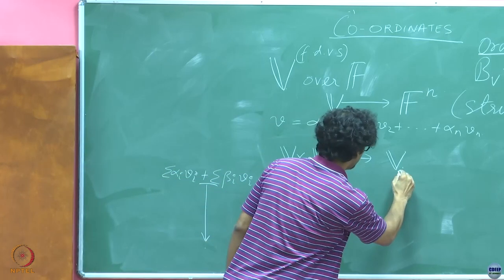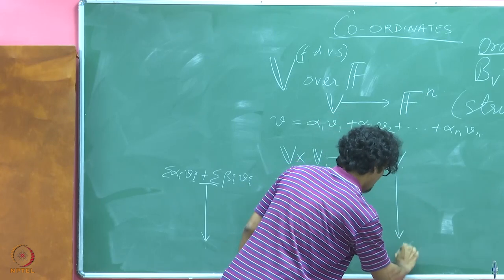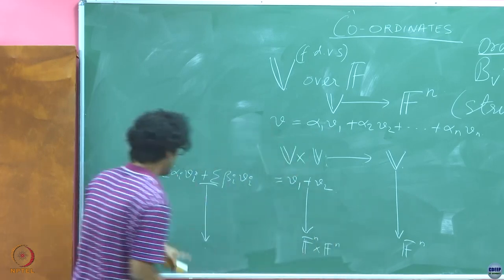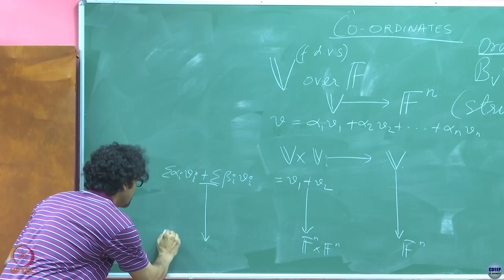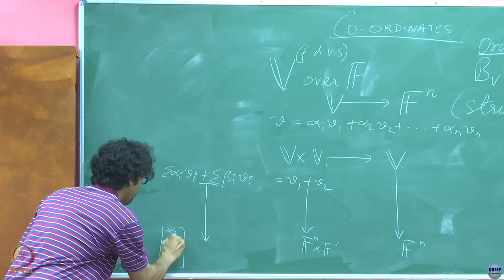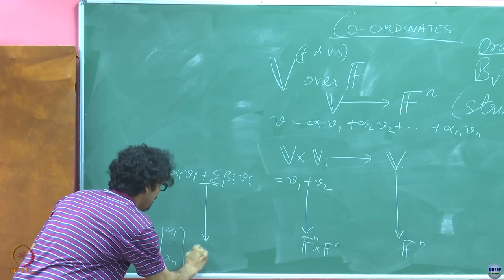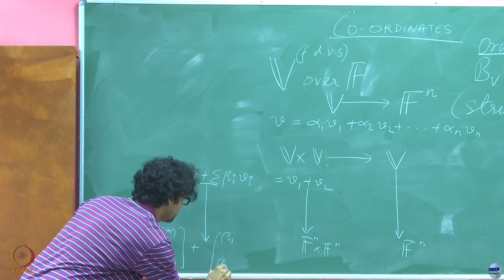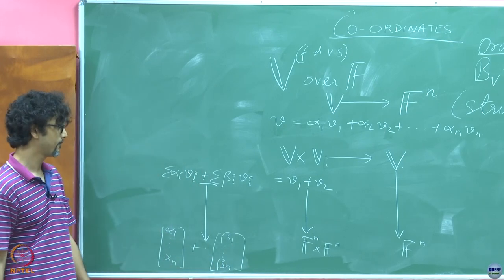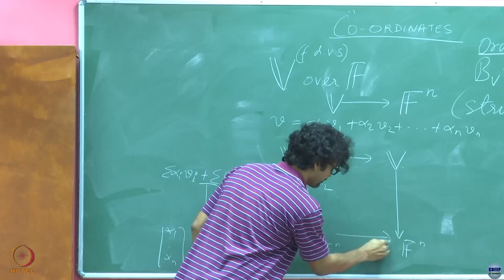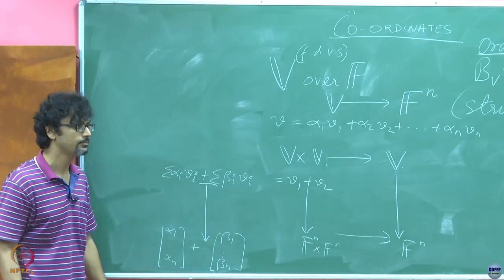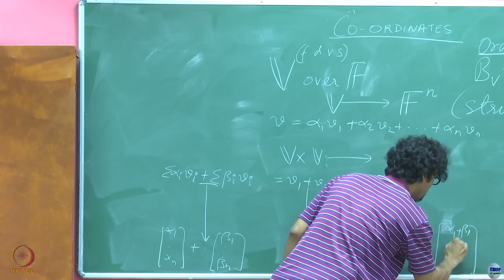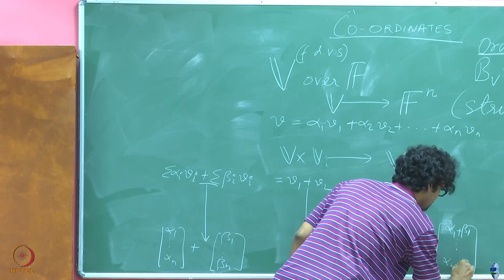So you have Fn here, and this is Fn cross Fn. What is this? This is basically getting mapped to fellows such as alpha 1 dot dot dot till alpha n plus beta 1 dot dot dot till beta n. And what is this? This is exactly the conventional addition, right? What you end up with here is just alpha 1 plus beta 1 till alpha n plus beta n.